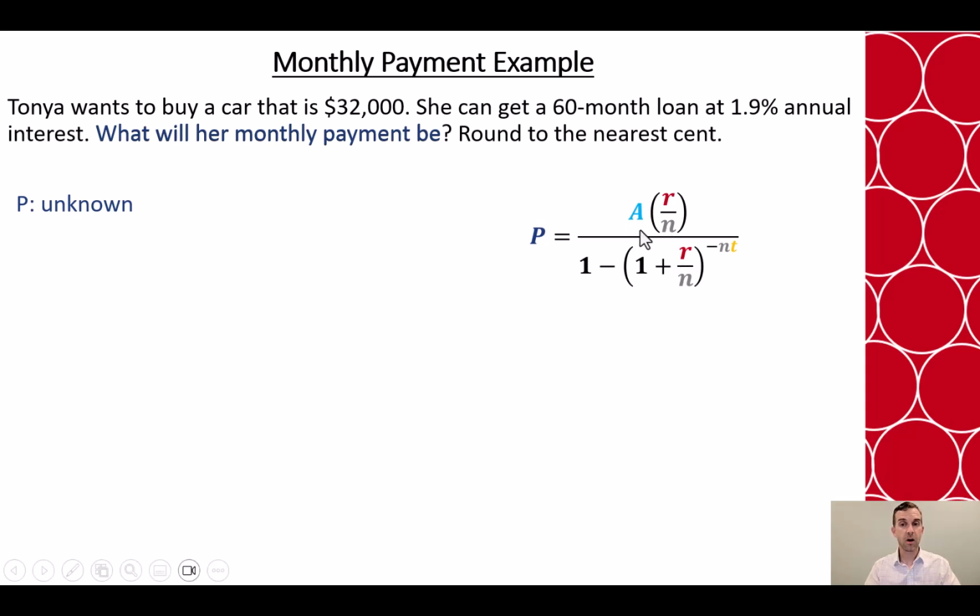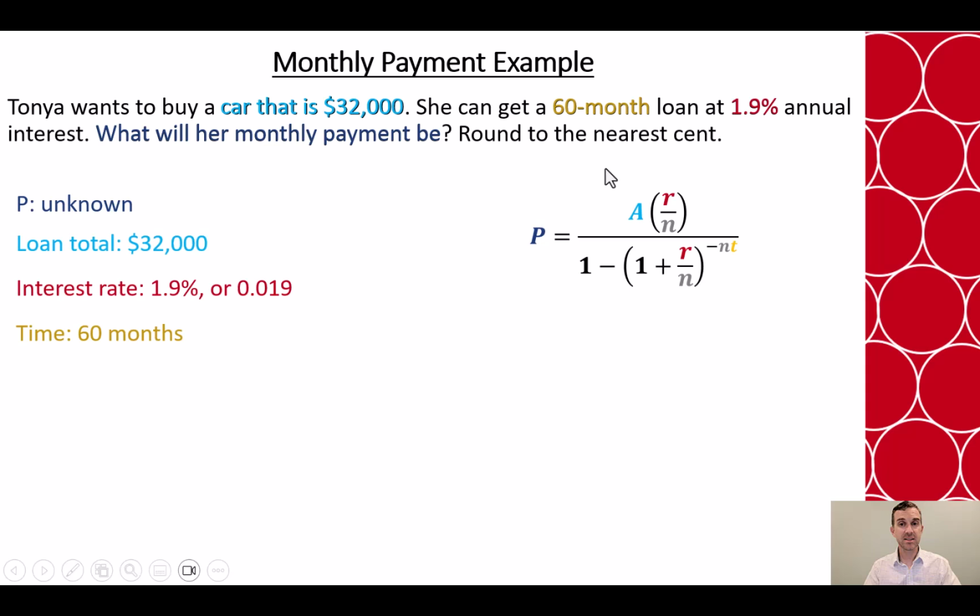So do we have our starting loan amount? Yes, it's $32,000. Do we have interest rate? Yes, it's 1.9%. So we change that to its decimal of 19 thousandths. Remember, just divide by 100. Do we have our time? It's 60 months right here. 60 months, though, is not the way we want to write it because time is always in years. So 60 divided by 12 is 5 years. So 5 is what I'm going to use for this.